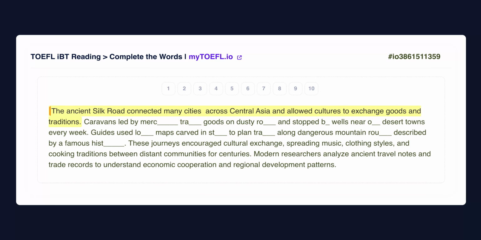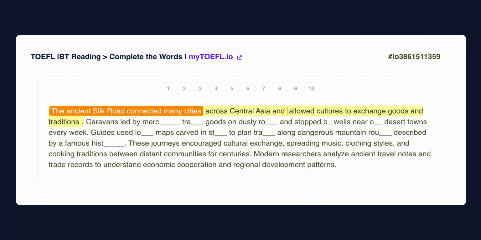First, look at the phrase, "The ancient Silk Road connected many cities." This tells us the setting and the main action. We are discussing a historical network that linked different places. Next, notice the purpose of this connection. It allowed cultures to exchange goods and traditions. This is crucial because it prepares us for the idea of trade and cultural interaction. When we encounter missing words later, we should expect them to relate to travel, selling things, or sharing cultural practices.